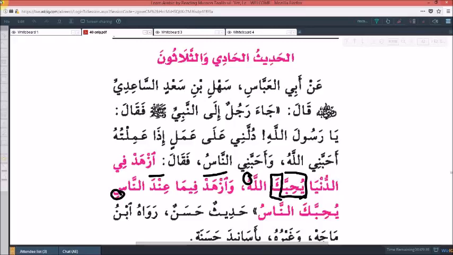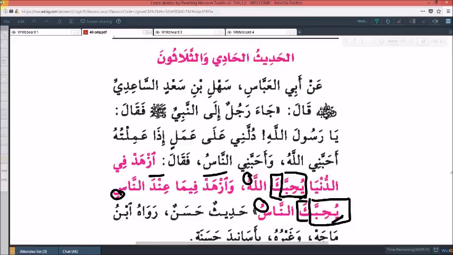Yuhibbaka an-nas. Hada fa'il. This is a fa'il. Present tense. How do we know? This ya right there. Right? Yuhibbak. This is a present tense verb. The fa'il is an-nas. The people will love. The maf'ulun bihi, the object of the love is ka, you.